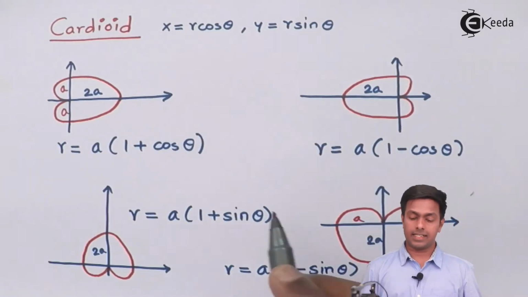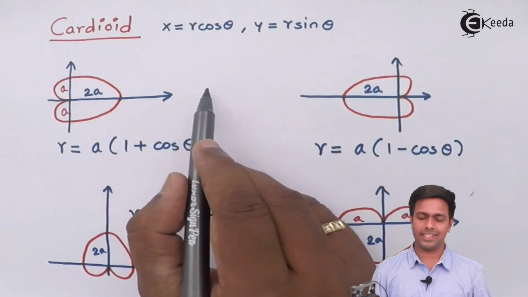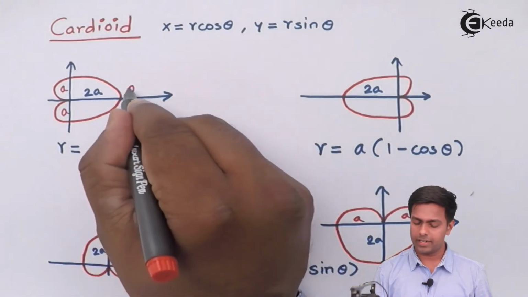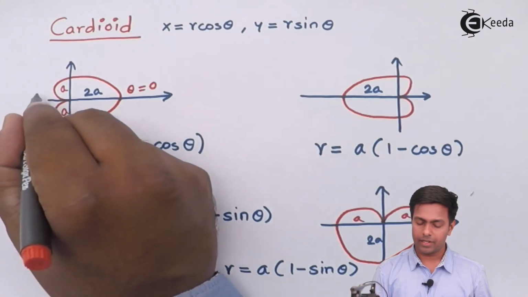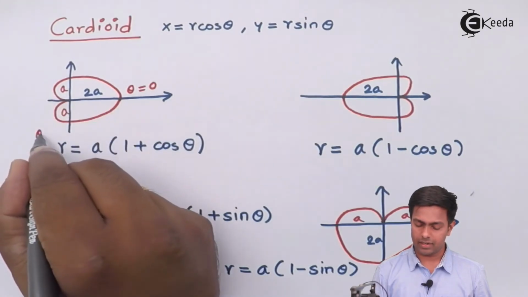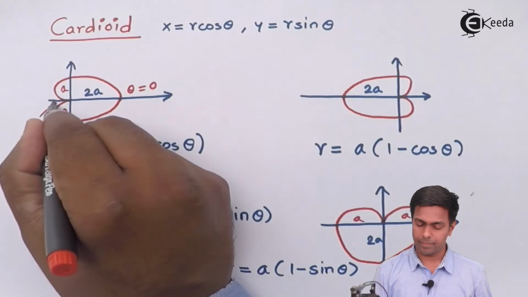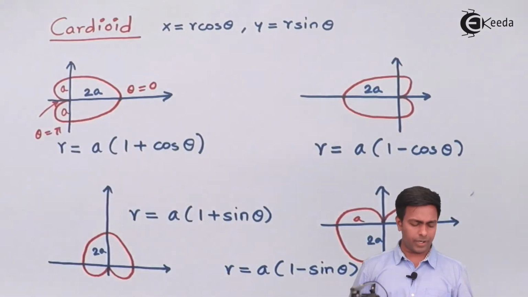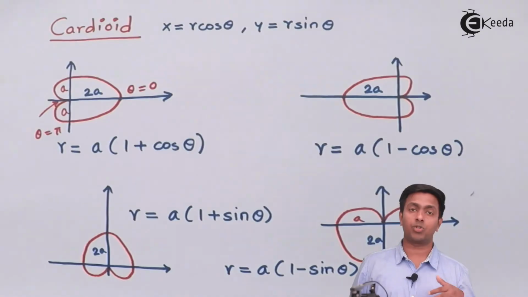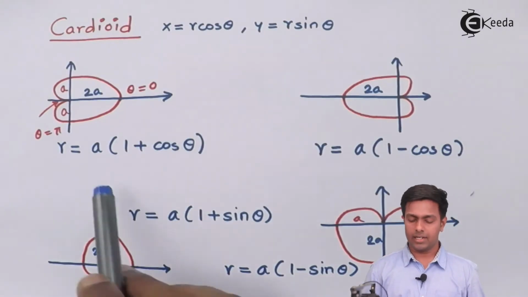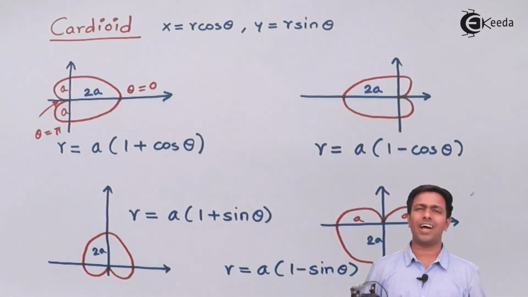Next, since it is on the x-axis, at this point theta will be 0, and at this point theta will be pi. These are the different properties which you have to learn. Now, a cardioid is a polar curve, so it will be in terms of r and theta, and you can observe that all the equations are in terms of r and theta.